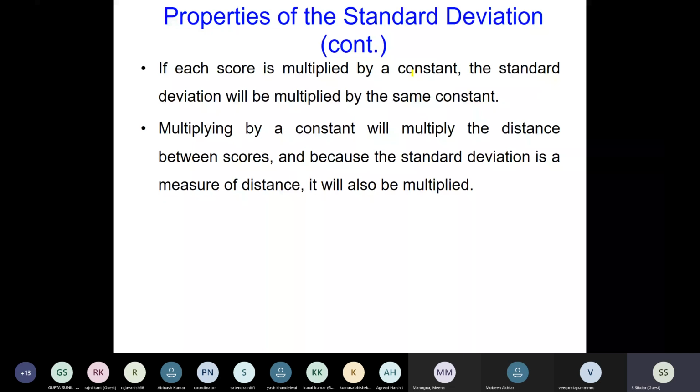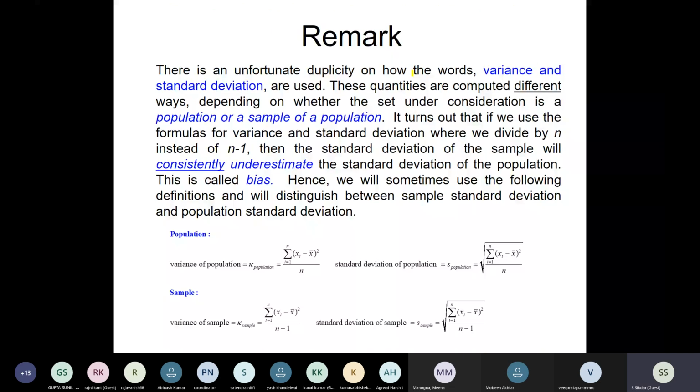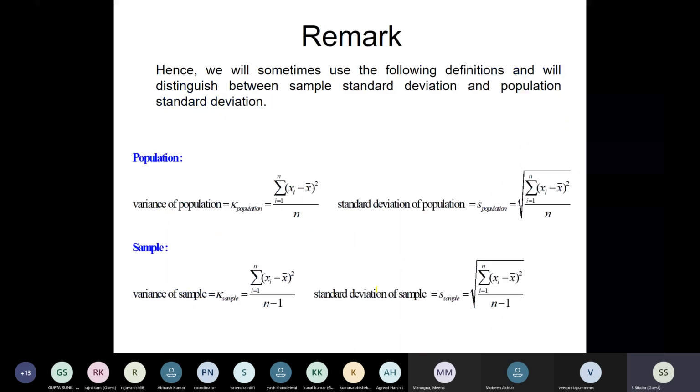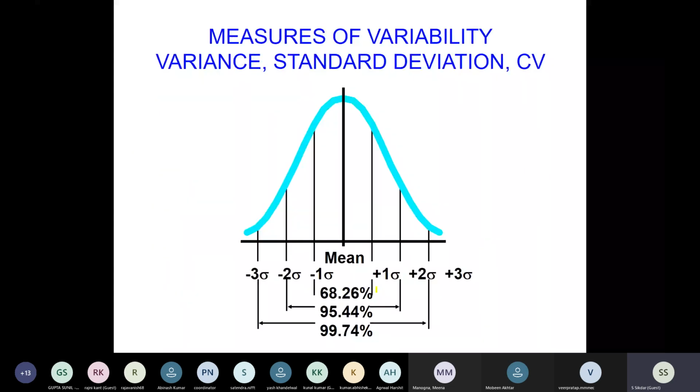In one case the denominator is n, and in the other it is n minus 1 for a sample. As I said, here it is n minus 1, just to avoid some bias. Otherwise the sample will consistently underestimate the standard deviation. That's the reason it is used. I don't want to go further; we will talk about this later, with Six Sigma and all that.